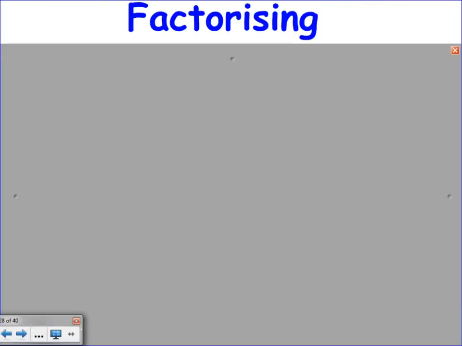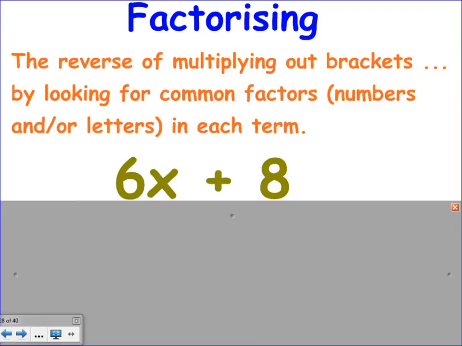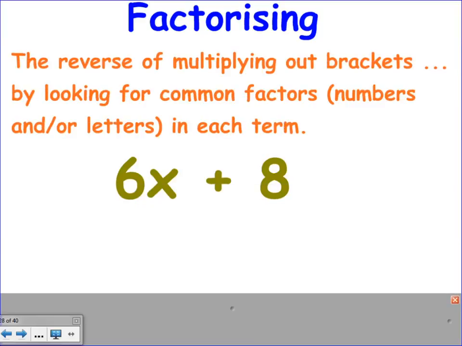What's factorising? What's it all about? Factors. Good. What's a factor? It's about numbers or letters that go into other numbers or letters, not just one in itself. It's like times tables, but with letters. And what it is in algebra is putting things into brackets by looking at something that's common to them, like your times tables.